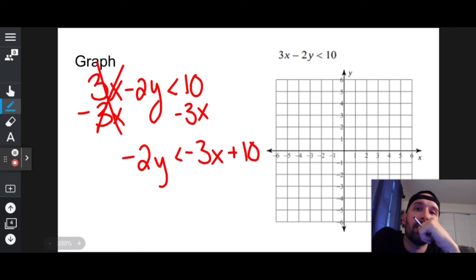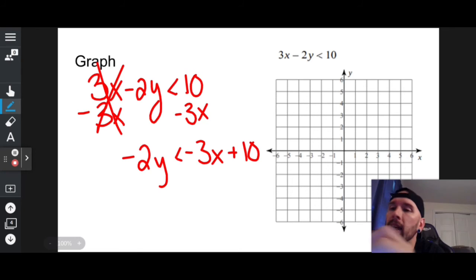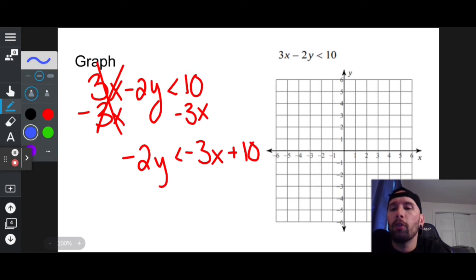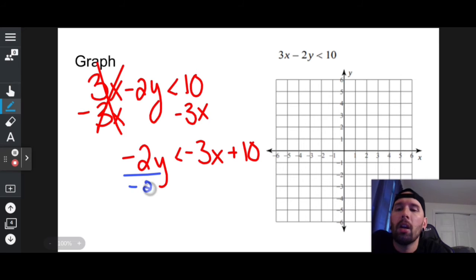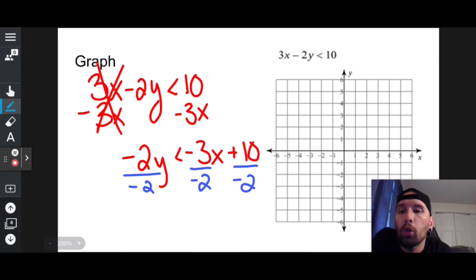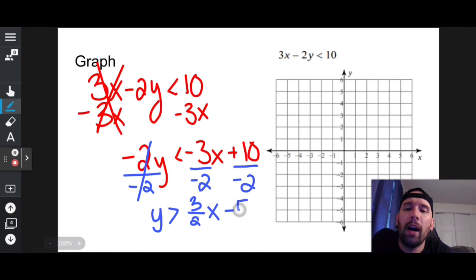Is y all by itself? No. What's in the way? -2. How do I get rid of -2? Divide both sides by -2. And let us not forget that when you divide an inequality or multiply an inequality by a negative, you have to flip the sign. So y is now greater than -3 over -2 is going to be positive 3 over positive 2 because a negative over a negative is a positive. X, positive 10 divided by a -2 is -5.